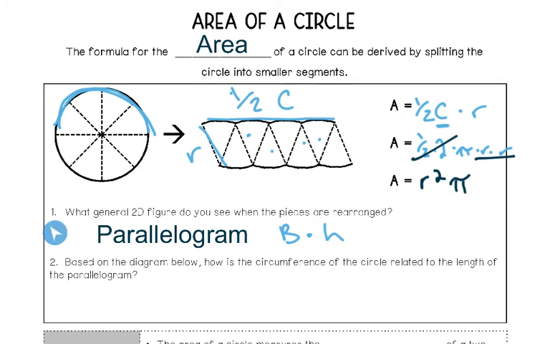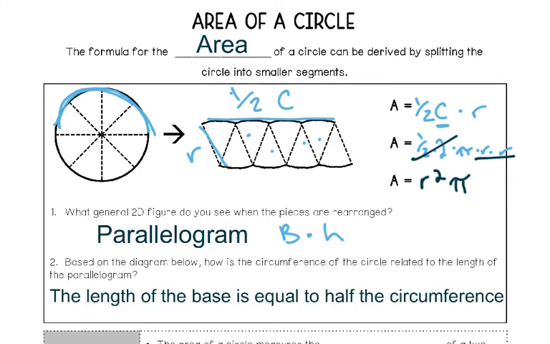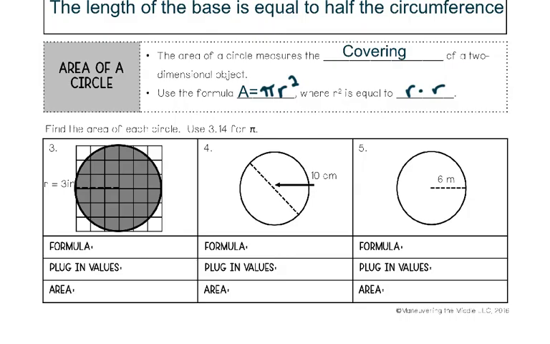So for question 1 here, you write parallelogram. And then for question 2, it's asking how is the circumference of the circle related to the length of the parallelogram? The length of the base, which is this, is equal to about half the circumference because that's where I took those pieces of pie from. If you didn't understand how I got that, that's fine.